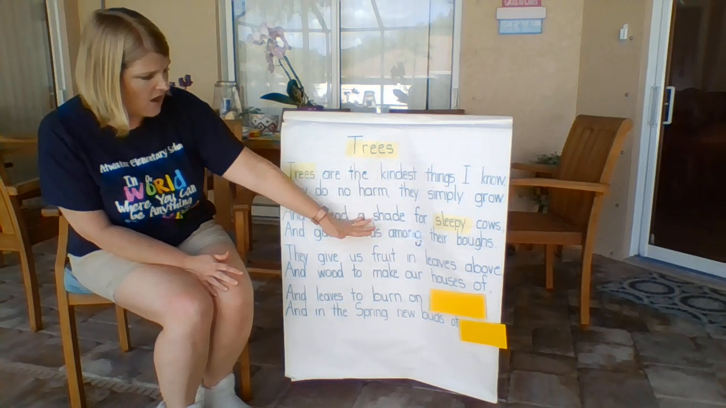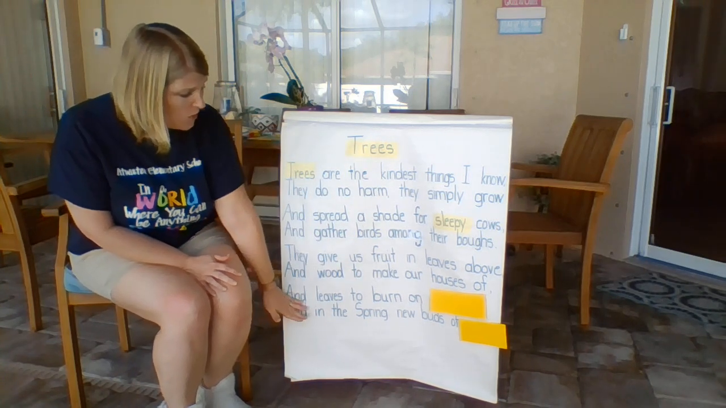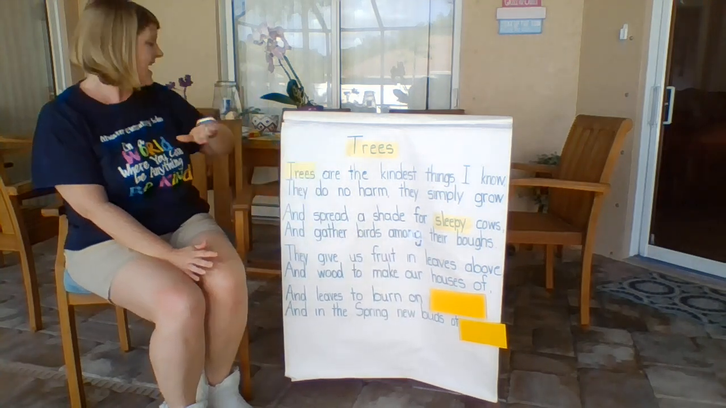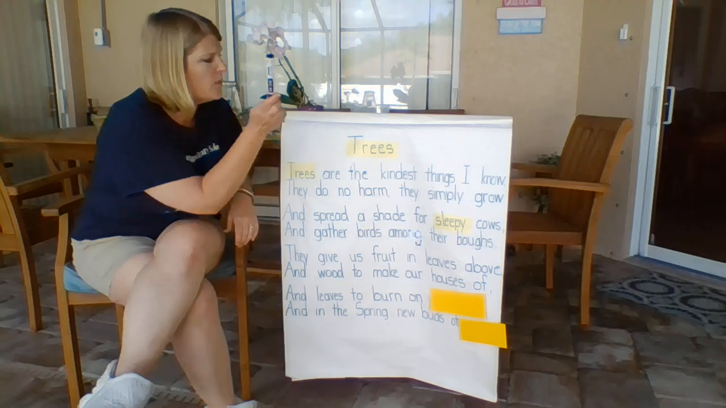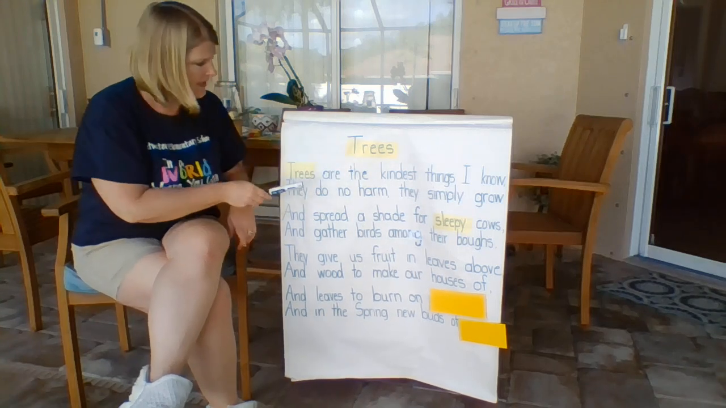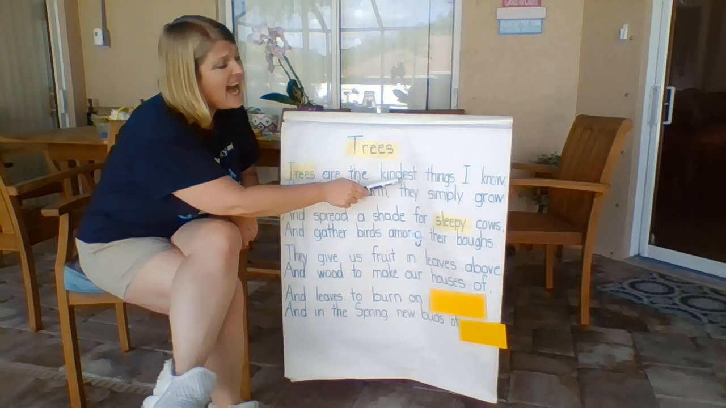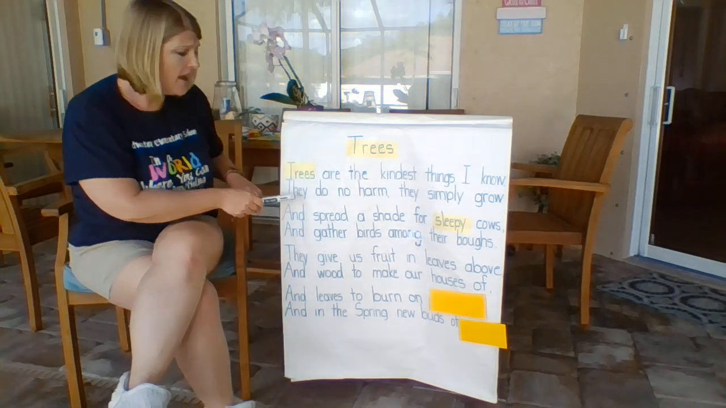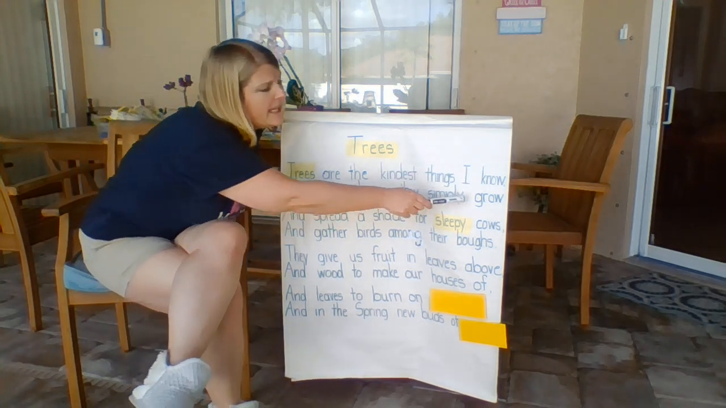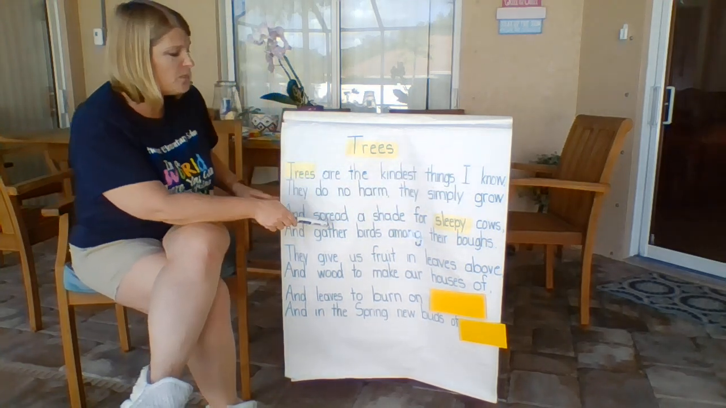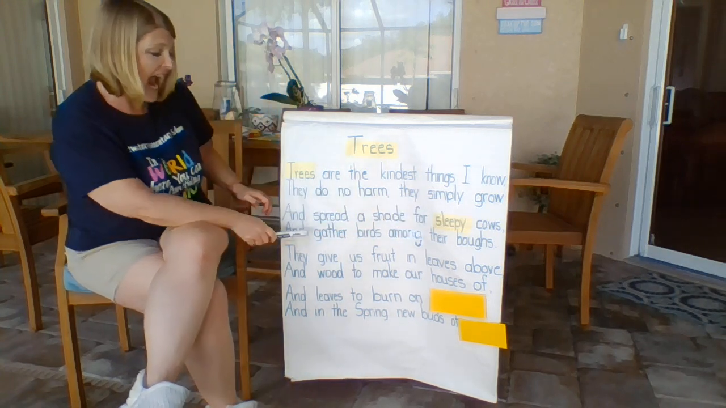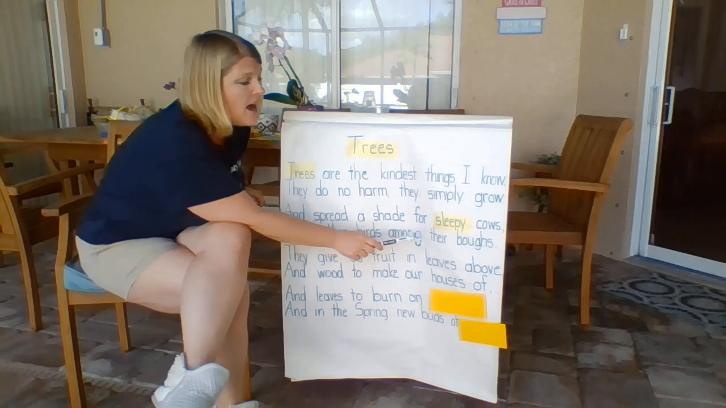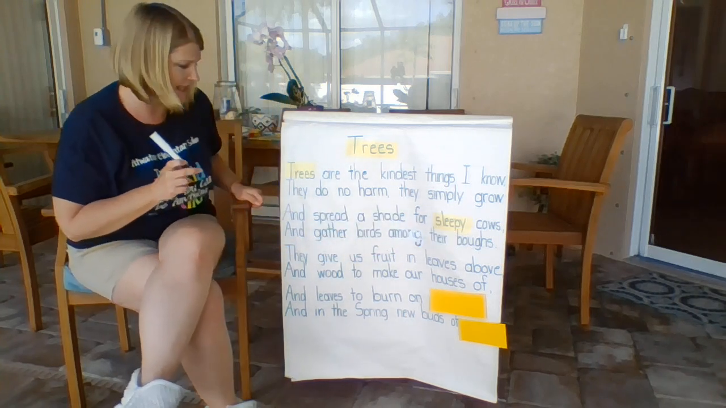This time we're going to read all the way through the 3rd stanza. We're going to start the 4th stanza and stop at that next covered word. Here we go. Read with me. Trees. Trees are the kindest things I know. They do no harm. They simply grow and spread a shade for sleepy cows and gather birds among their boughs.